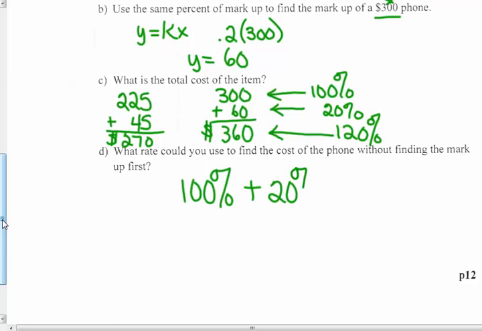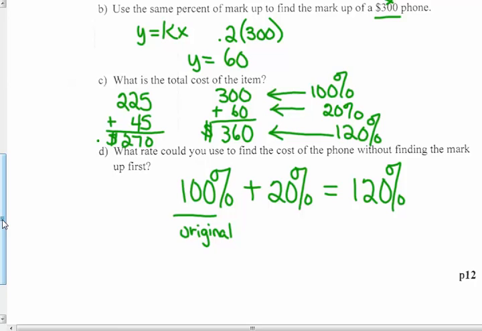If it's 20%, guess what? You're paying 120%. If it's 15%, you're paying 115%. If something's marked up 35%, you're paying 135%, because you're paying the original cost plus the markup. So I could have said, I don't want to know what the markup is. What's a $225 phone marked up 20%? Oh, guess what? It's $270.